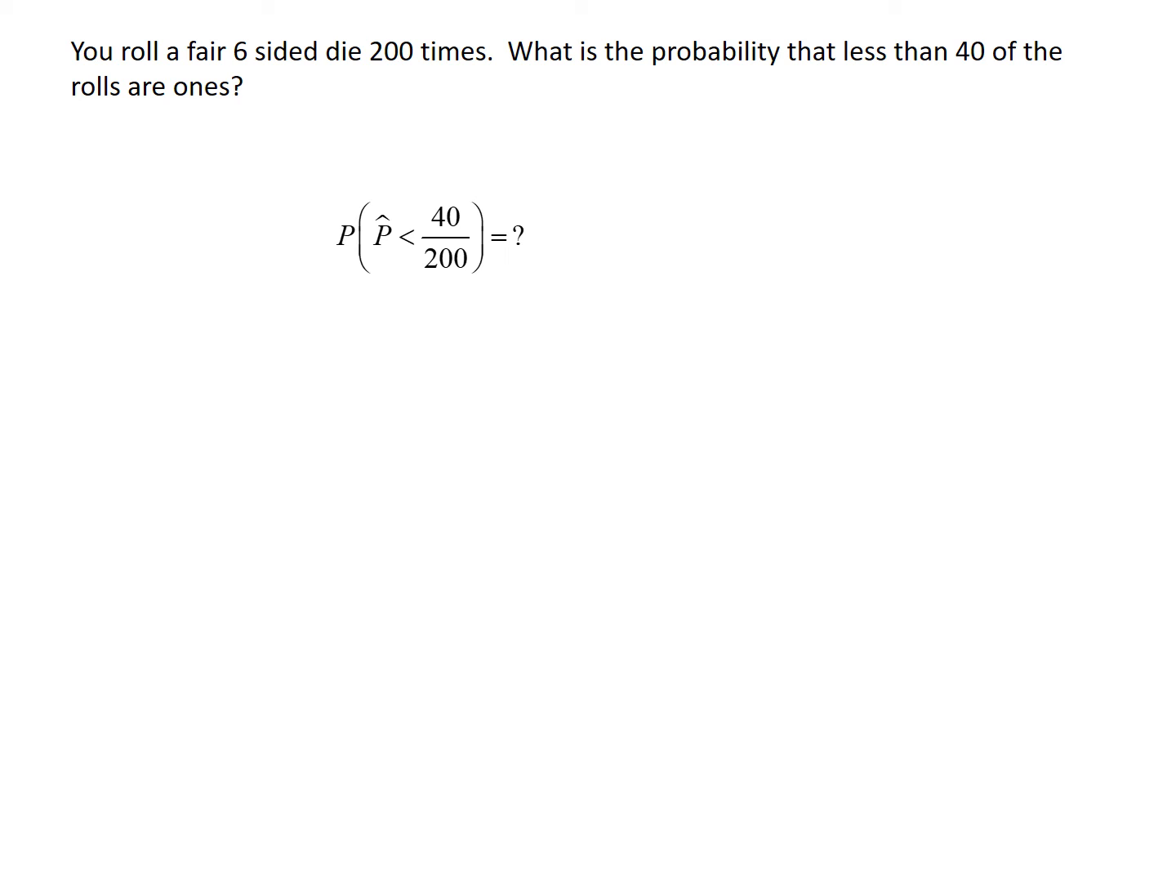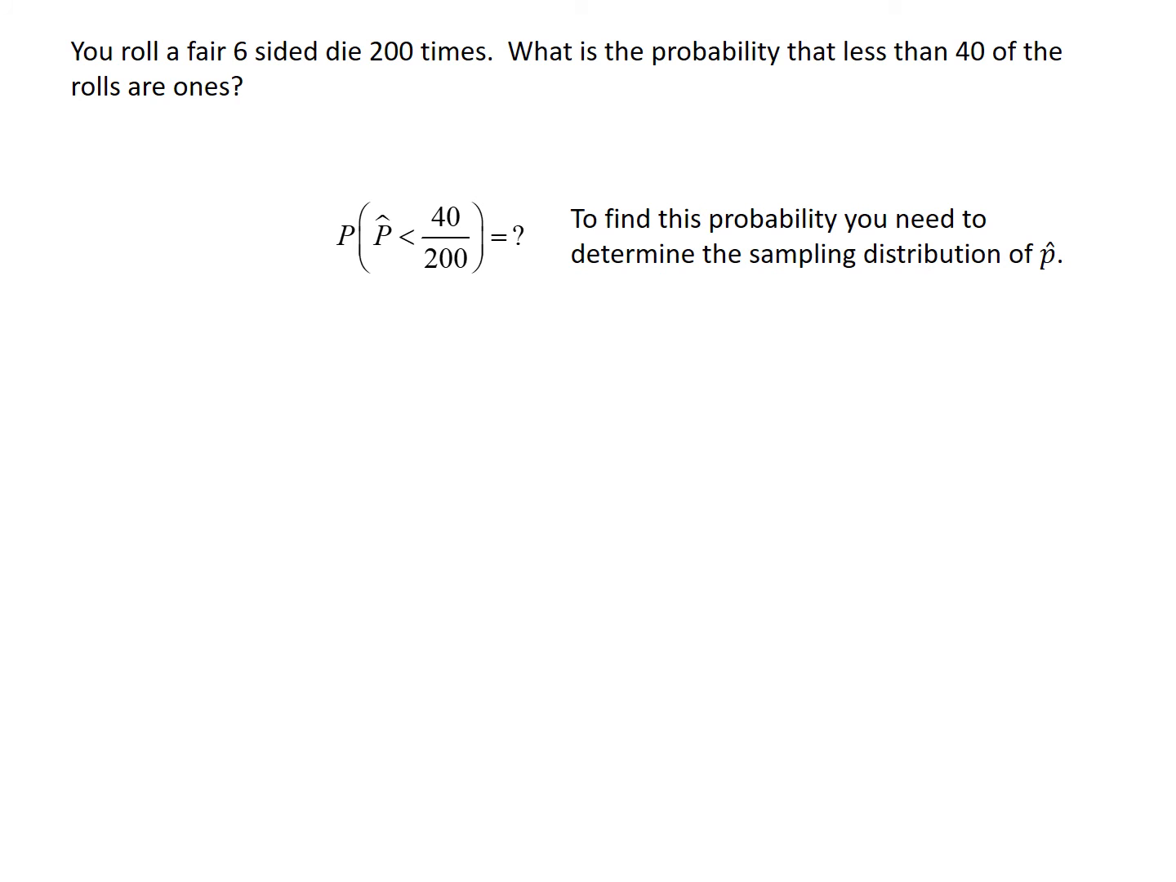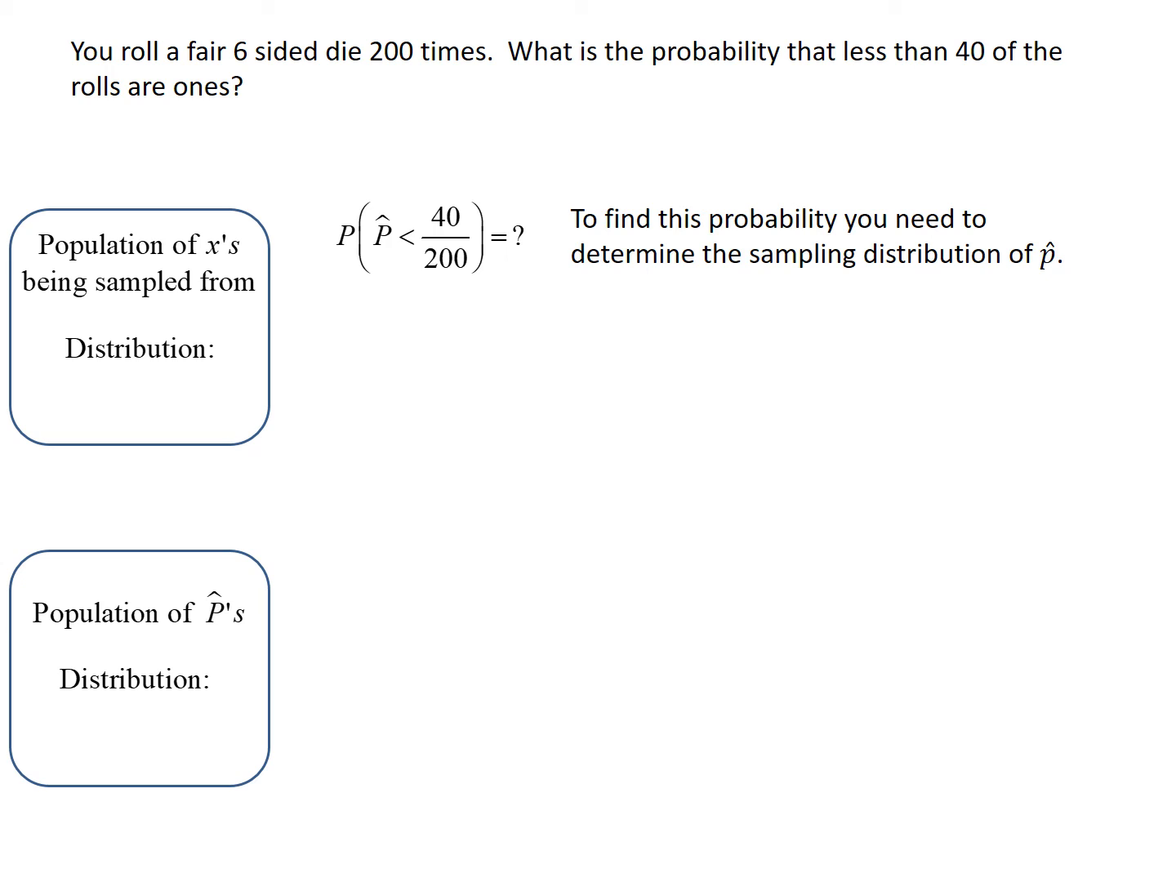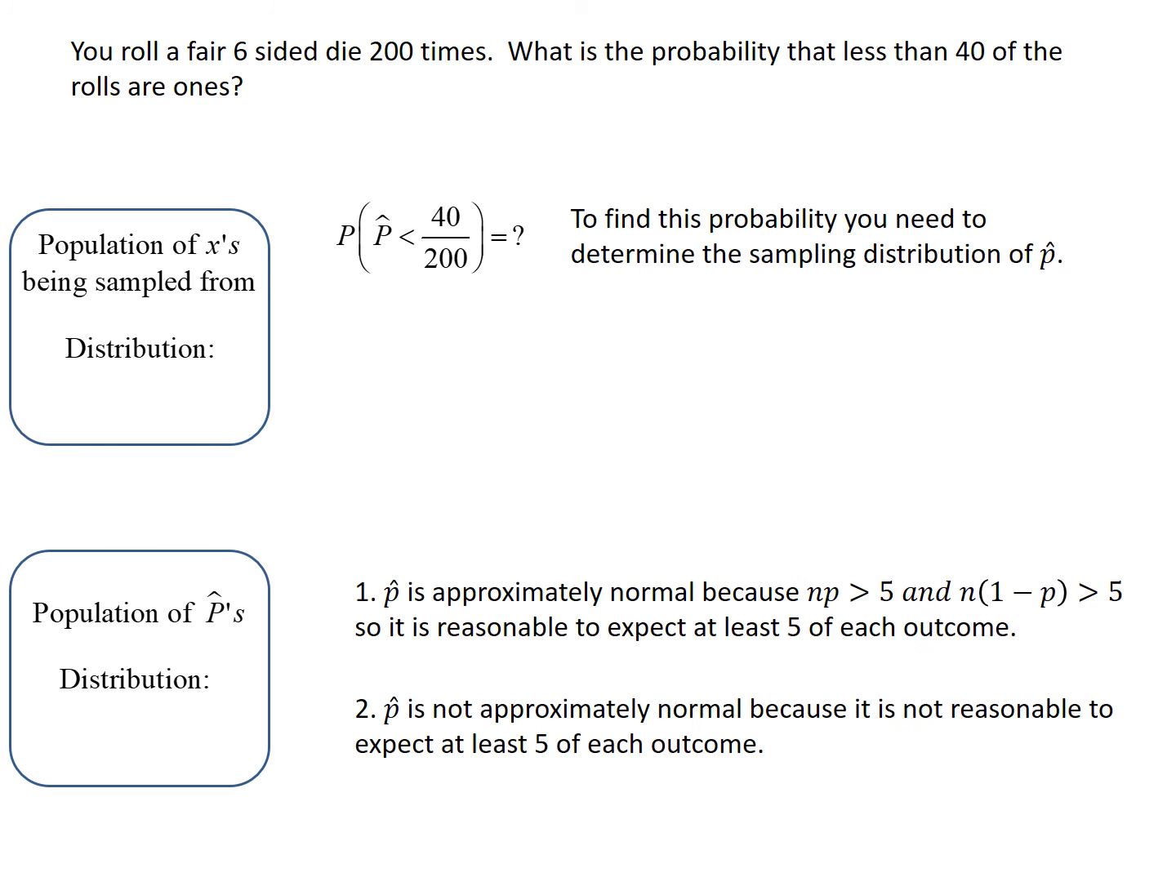Okay, so to find that probability, we need to know the distribution of p hat. In the population that we're sampling from, every number either is or is not a 1. So that's not normally distributed, and that does not matter. Okay, we don't know how many ones we're going to get because we haven't rolled the die yet. So we have to look, is it reasonable to expect at least 5 out of the 200 rolls to be ones and at least 5 not to be ones?